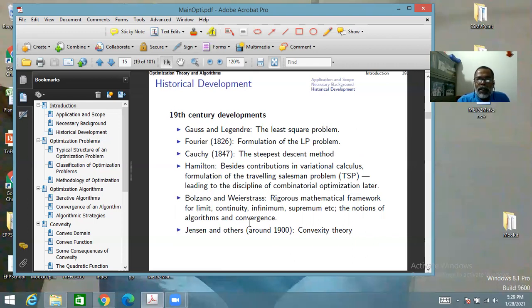Around this time, Bolzano and Weierstrass developed rigorous mathematical framework for the concepts of limit, continuity, and the notion of algorithms and their convergences, which we will be discussing shortly. Jensen and others around the turn of the century developed the convexity theory.